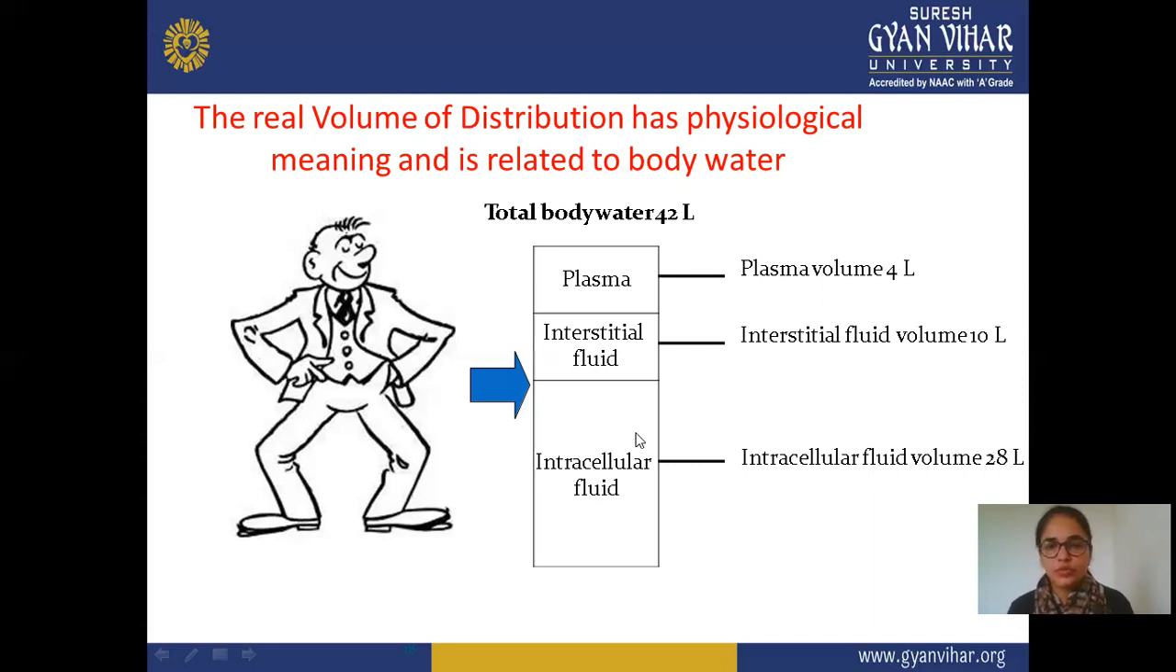So this is the distribution of the 42 liters of water. A healthy human being contains 42 liters of water, largely present in intracellular fluid, almost 28 liters out of 42, and the remaining 10 liters is interstitial fluid, and only 4 liters is in plasma. This is the volume of distribution according to the body fluid, the water present in your body.